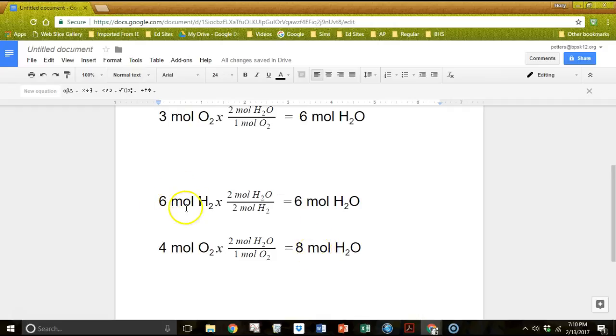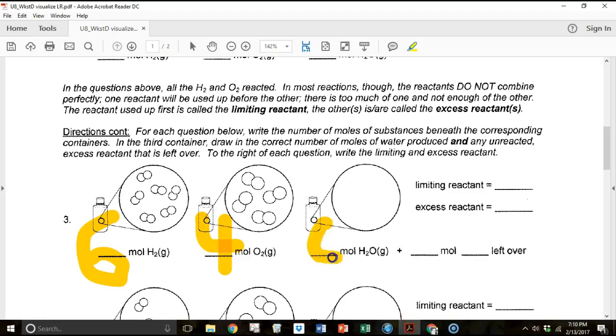However, I only have 6 moles of hydrogen, so that means I'm going to be limited to 6 moles of water. So notice I did 2 separate calculations, and that means I can only make 6 moles of water. So that's what you're going to draw in your picture here. So 6 molecules of water. And so the limiting reactant, I'm limited by the hydrogen. So that's the thing that I'm going to run out of.